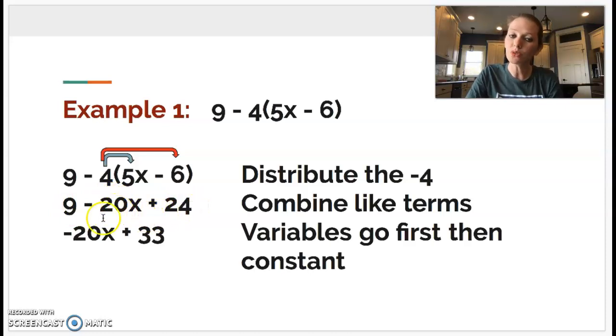And you could write it the other way, as 33 plus -20x. But we always like to write it with the variable first and then the constant at the end. So you could write it the other way, but this is the most common way that you'll see it, written most correctly. All right, so let's try another example.